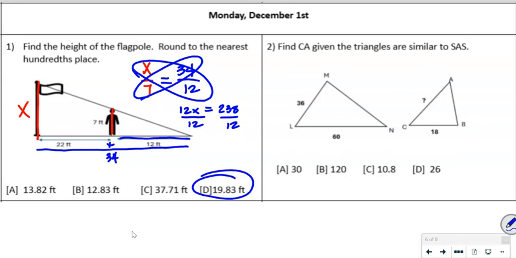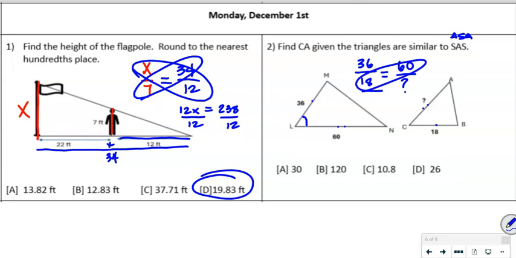Okay, this next one says, find CA given the triangles are similar by side, angle, side. Again, your paper, I'm pretty sure, said angle, side, angle. So change that to side, angle, side. Okay, scratch it out and put side, angle, side. All right, so now we're going to compare short, and looks like this is our short, and long, right? Okay, so I'm going to do 36 over my 18, and that's going to be equal to 60 over my question mark. Right, that's CA.